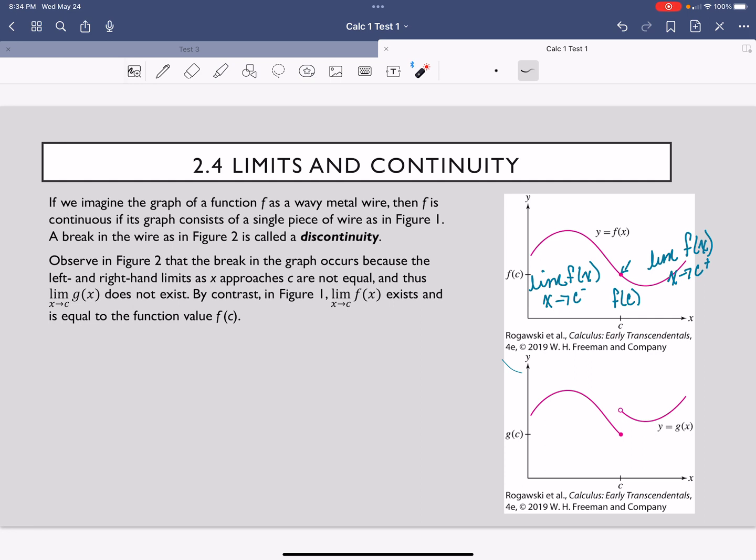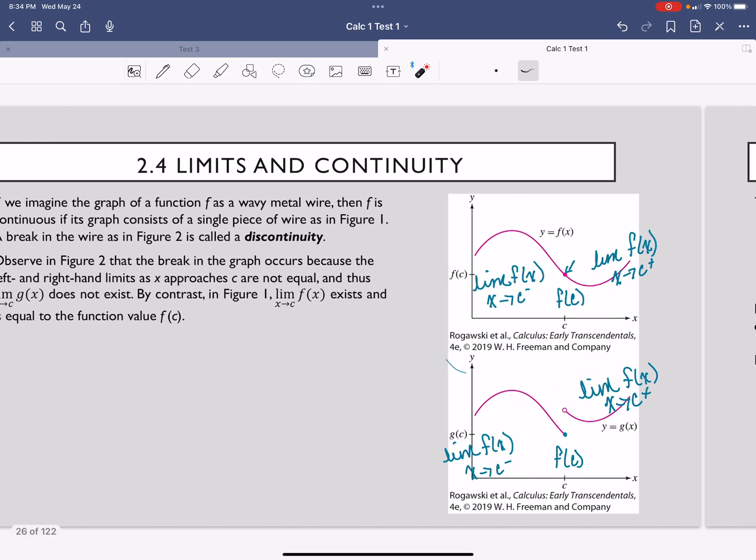So here we've got our f of c. Our f of c value is what this point is right here. And then we have our limit of f of x as x approaches c from the left. And then we have the limit of f of x as x approaches c from the right. And as you can tell, this is a different value than f of c and the limit as x approaches c from the left. Okay, so continuous and discontinuous.